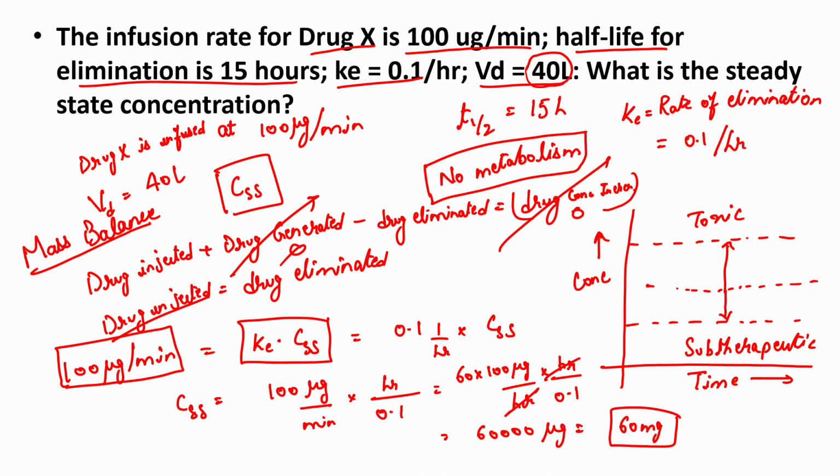So now this is the total drug that is going to be present in the body at steady state. Now we know that the Vd is 40 liters. So that means that this amount of drug will be distributed in this volume. So then the concentration will be nothing but 60 by 40 milligram by liter. So that will basically give us 1.5 mg per liter, or you can convert it to whatever unit may be desired.